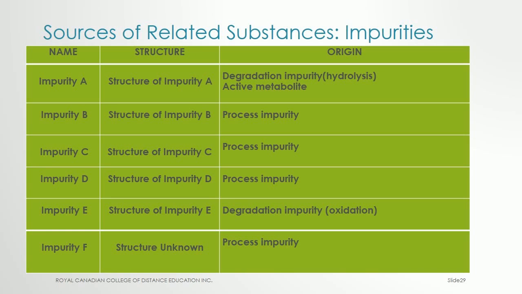Sources of related substances, impurities. In this slide we consider how to list impurities and their origins. Impurity A, you provide its structure. It's a degradation impurity from hydrolysis. It's an active metabolite. Impurity B, you provide its structure. It's a process impurity. Impurity C, you provide its structure. It's a process impurity. Impurity D, you provide its structure. It's a process impurity. Impurity E, you provide its structure. It's a degradation impurity from oxidation. Impurity F, structure unknown. It's a process impurity.